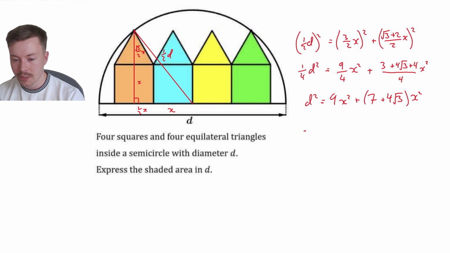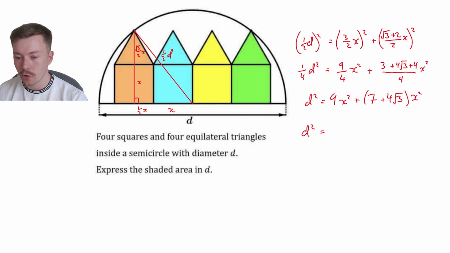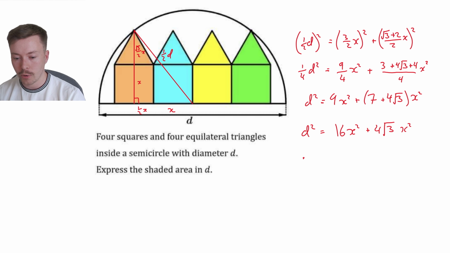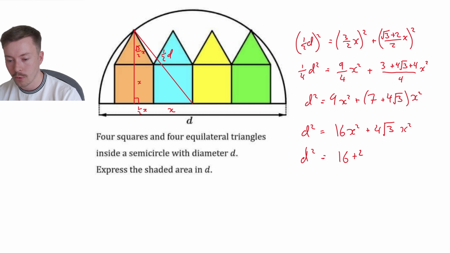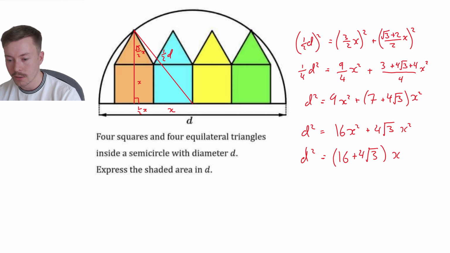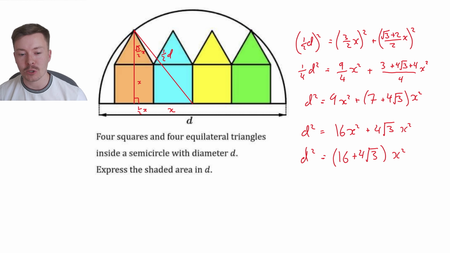Okay, now what we can do is simplify it slightly further. So we've got 9x squared, and from this bracket we've got 7x squared. So that gives us 16x squared plus 4 root 3 x squared. And we are going to factorise it to make it just a little bit neater. So we've got 16 plus 4 root 3, and then in brackets x squared. Right, now what I'm going to do is tidy this all up, and then we're going to start looking at the shaded area in more detail, getting that in terms of x's and x squareds, and then replacing that with d squared if we can.